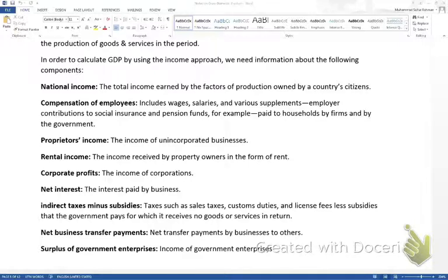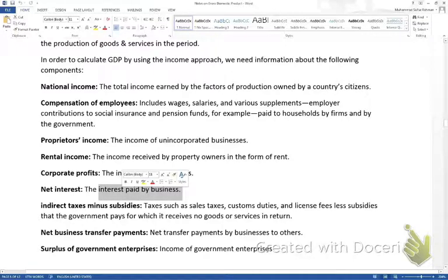Compensation of employees are most of the incomes that you and I have. The next one is called the proprietor's income, which is, proprietor is a fancy word for self-employed person. So if you are self-employed, meaning that you are unincorporated, the income that you earn is part of proprietor's income. Then rental income is the income received by property owners in the form of rent. Corporate profit is the profit or income of the corporations. Remember that this is kind of different from revenue. Revenue is not the income of the corporations because they have to pay part of that as cost.